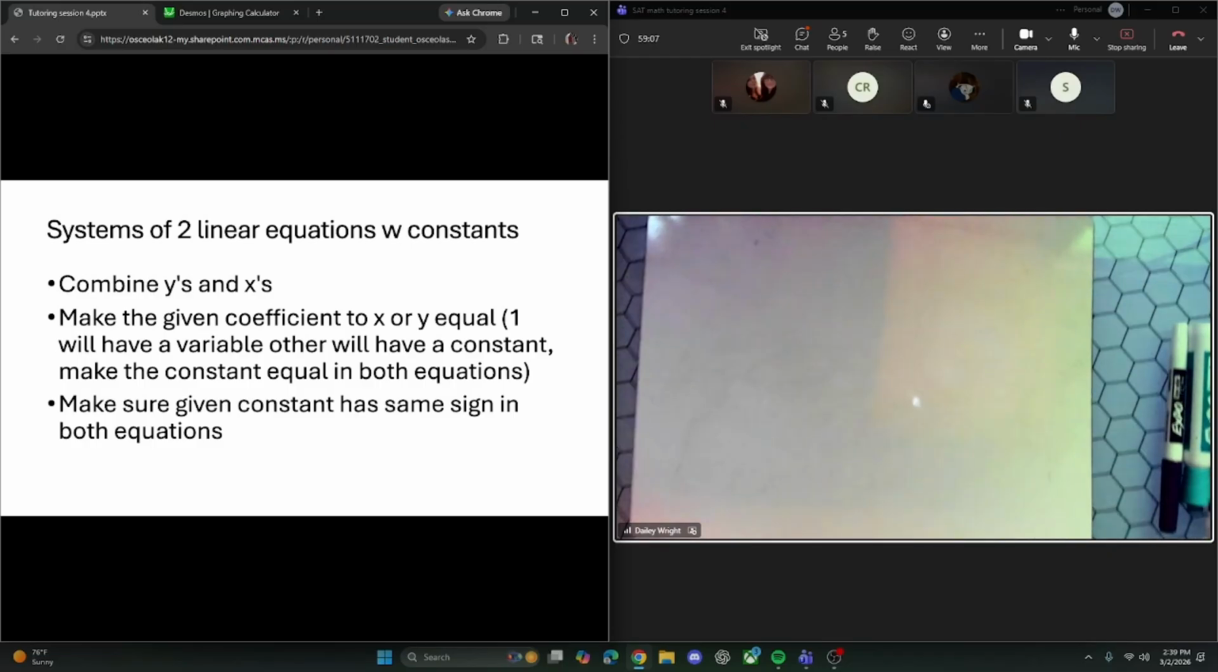Systems of two linear equations with constants. So for these type of questions, you want to combine the y's and the x's.